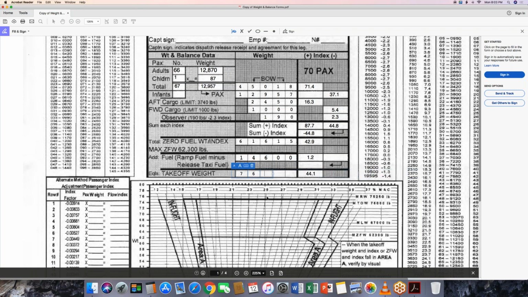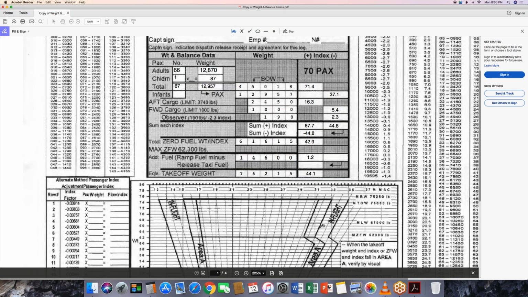Oops. Now Garrett, that is overweight. Is it? Yes. By how many pounds? By 1,215 pounds.